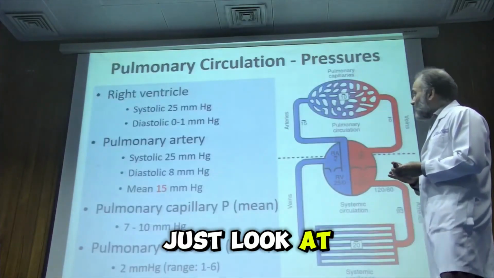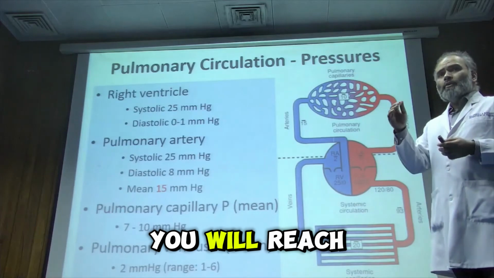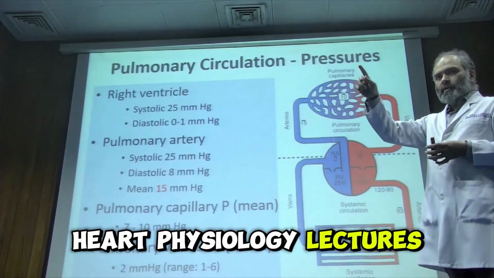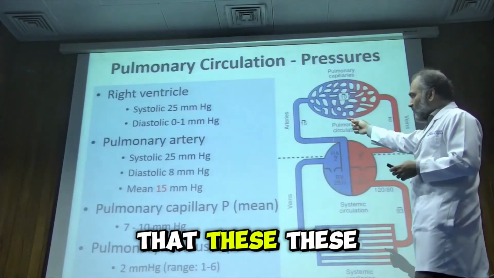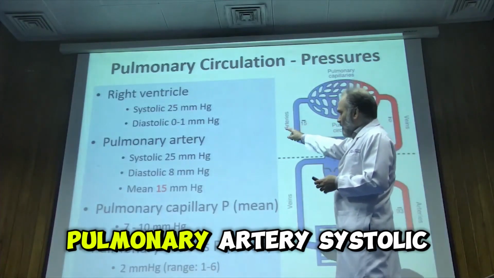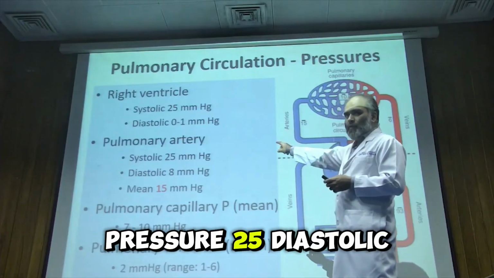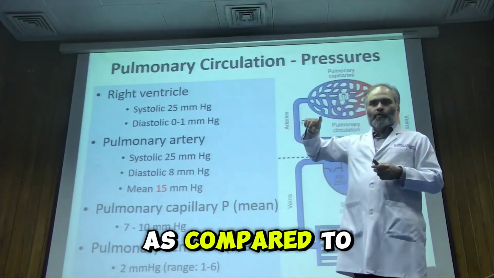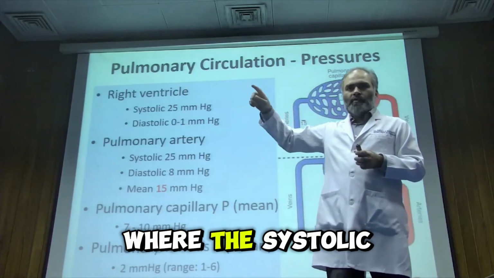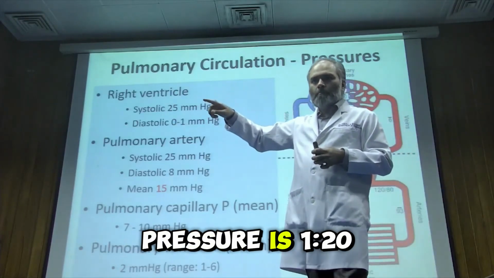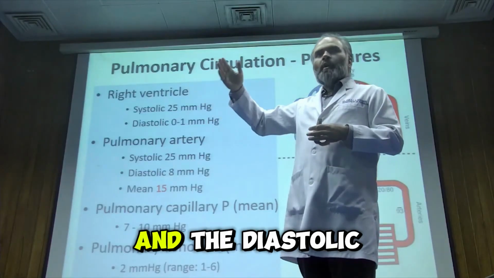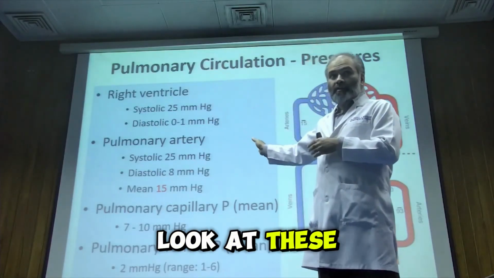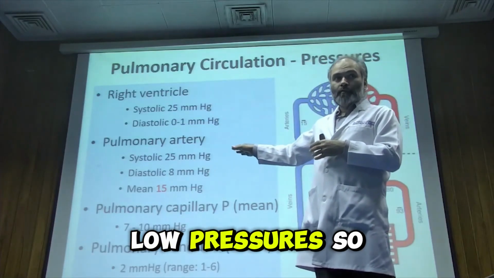Just look at these pressures when you reach this information for the left side in the heart physiology lectures, you'll appreciate there's these pressures. So look at pulmonary artery, systolic pressure 25, diastolic 8, as compared to systemic circulation, where the systolic pressure is 120 and the diastolic is 80. So from that point of view, look at these pressures. They are very low pressures.